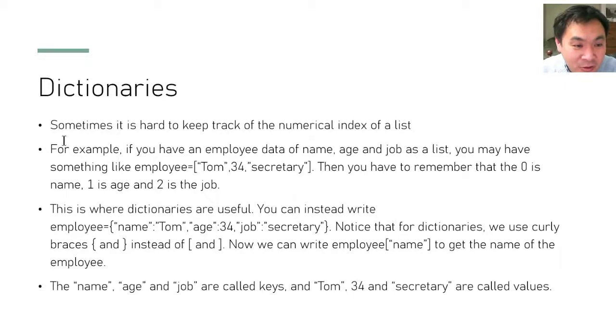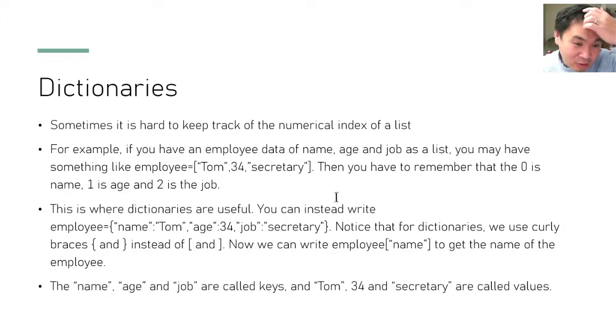So what are dictionaries? It's like lists, but sometimes it's hard to keep track of the numerical index of a list, right? So let's say you have employee data, and his name's Tom, his age is 34, his job is secretary. But then when you want to retrieve each piece of information from the employee, you have to remember that 0 is the name, 1 is the age, and 2 is the job, which is not so convenient when you have a lot of other things and when you're trying to make a very complicated program.